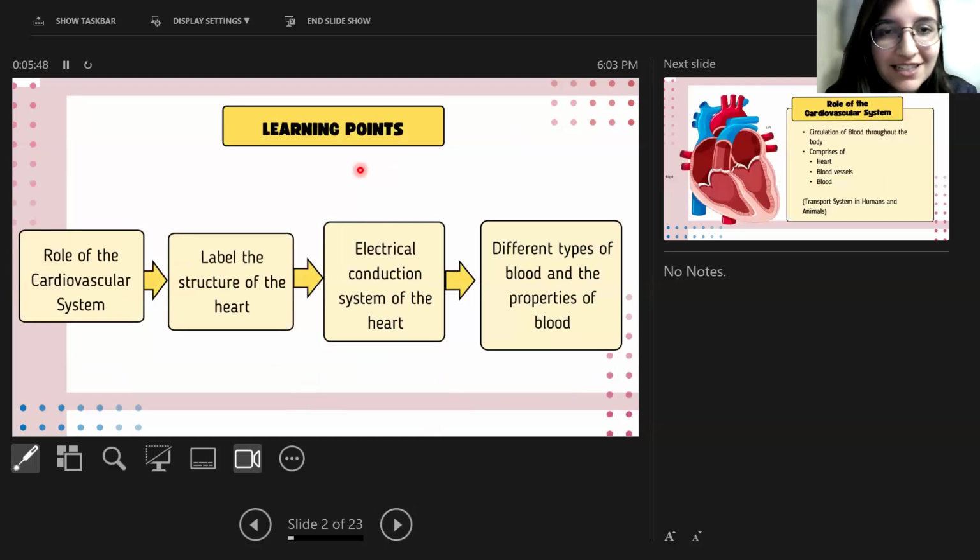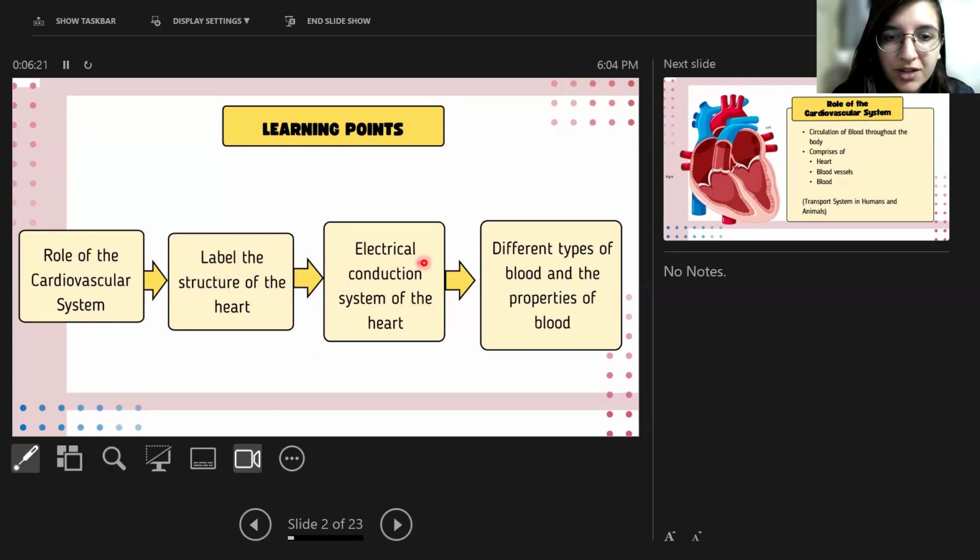Okay, at the end of this lecture, you should be able to describe the role of the cardiovascular system. So you should know what the cardiovascular system is all about and what is its role. Why do we need the system? Next, you should be able to label the structure of the heart. So we're going to look at the heart and the different parts of the heart. And at the end of the lecture, you will be familiar with the different labels. And you should be able, in your exams or tests, to label the structure of the heart.